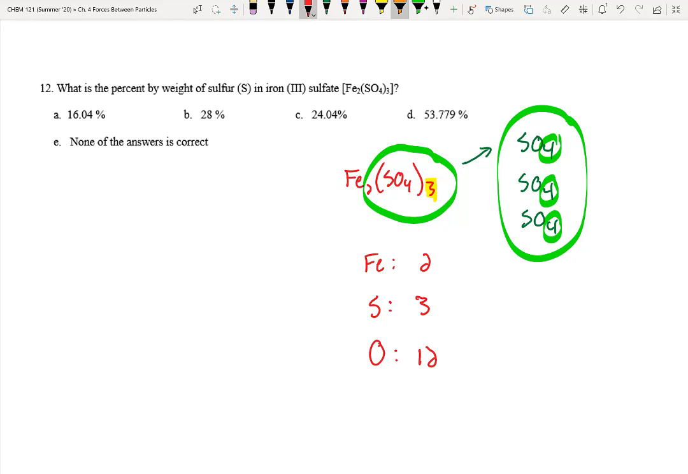So anytime you see parentheses with a subscript after them, it basically means whatever was in the parentheses, there's that many number of them. Okay. Thank you. Yeah, no problem. And then other than that, we would follow it kind of like we did in the practice exam. So we'd want to add up the mass for each one and then divide the part by the whole. Sound good? Any other questions?